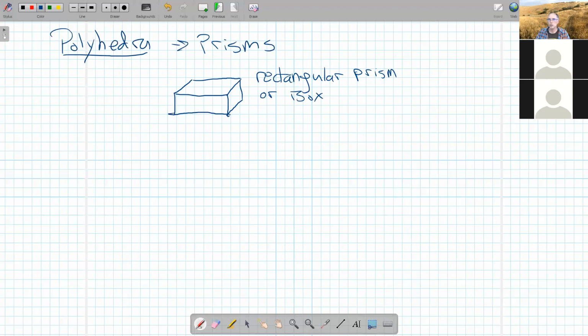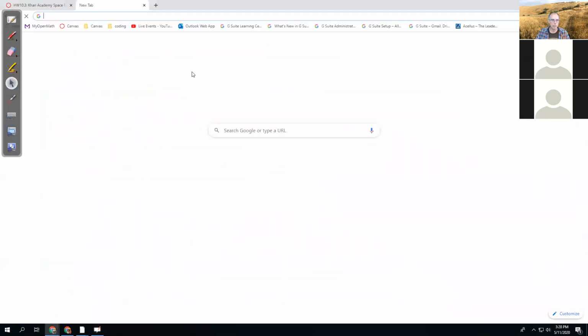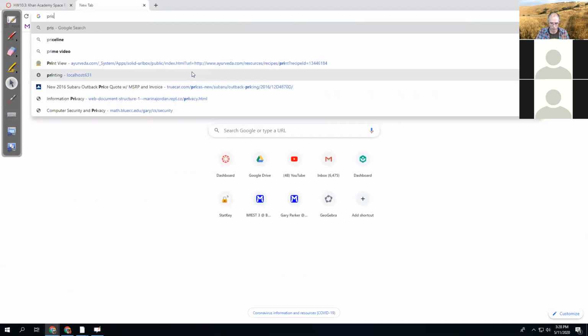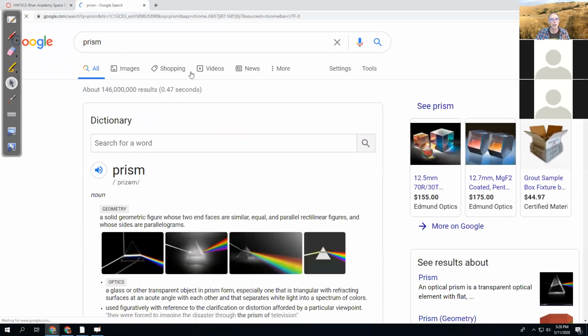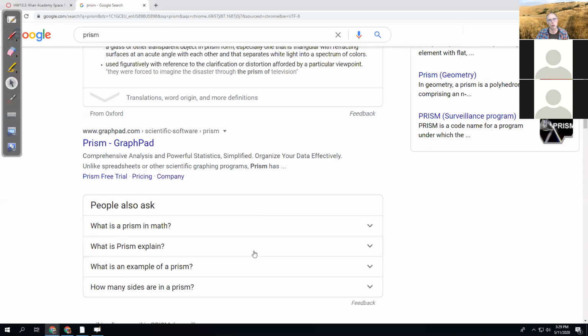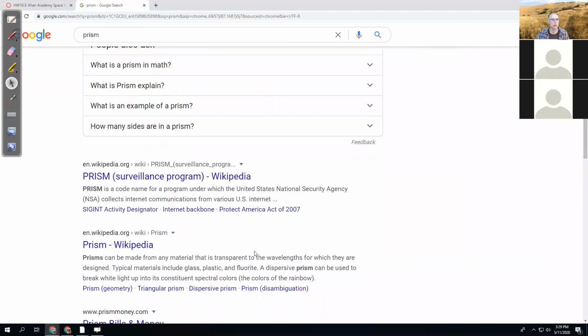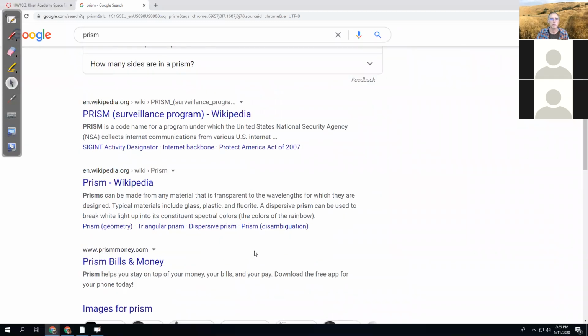All right, so show desktop, and then just search for the word prism. And what often pops up is this thing that light goes through, and it takes white light and breaks it into its colors, different colors, and that's kind of often where a prism is used. So let's see, Wikipedia.